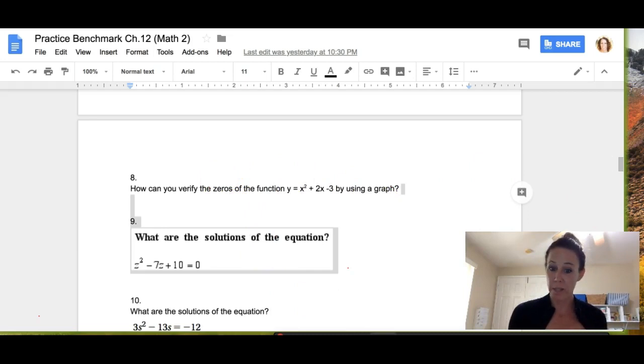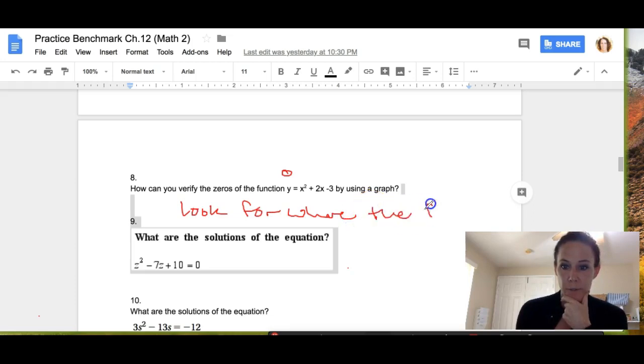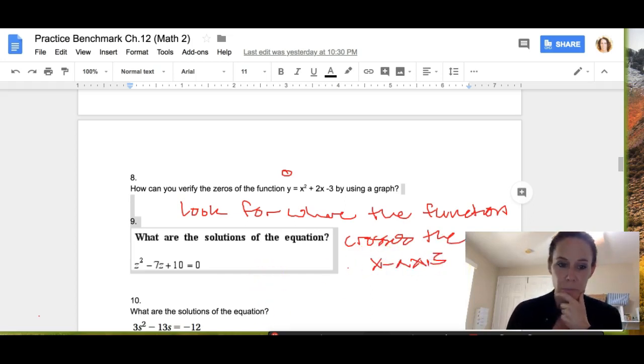Basically, we would like to know when y equals 0. We can do that by finding where this graph crosses the x-axis. Where it crosses the x-axis is where y equals 0. So look for where the function crosses the x-axis. That's where y would be 0.